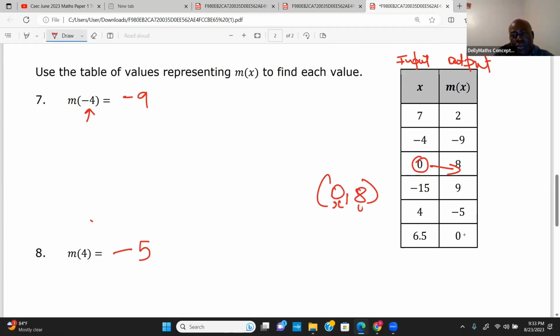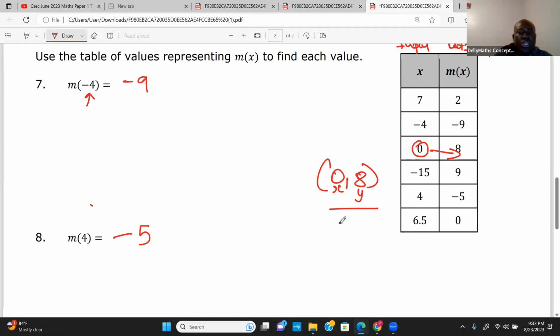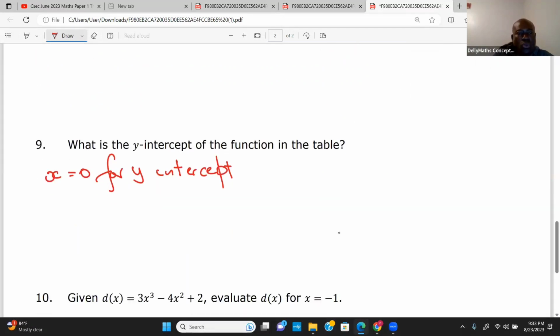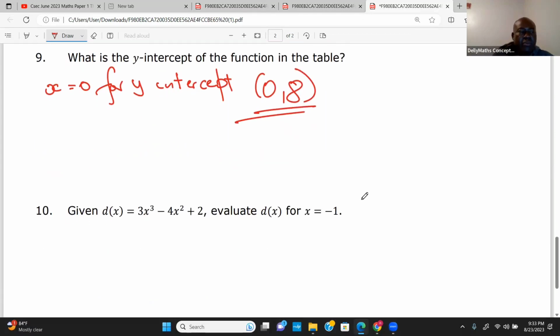This is x and this is the y, and this is what we're suggesting. So here is the response. What is the y-intercept of the function in the table? The y-intercept is at 0, 8. That's the coordinate for the y-intercept.